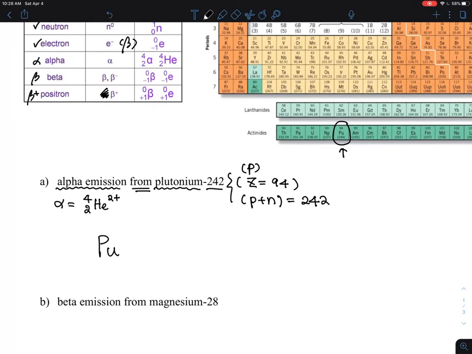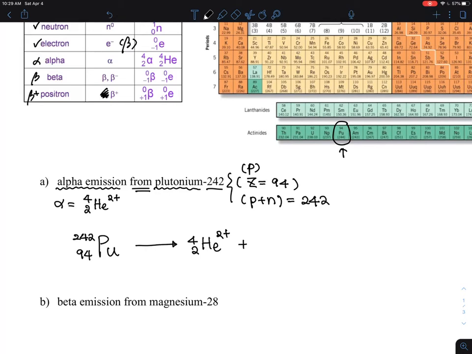Plutonium, atomic number is 94, and the total mass is 242. Okay, so this is one of the isotopes of plutonium. And then they essentially emit an alpha ray, and then they end up having what?